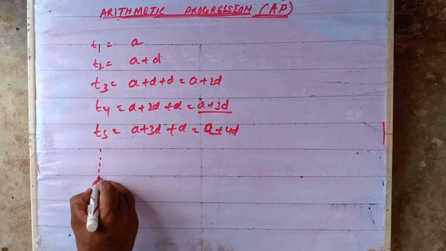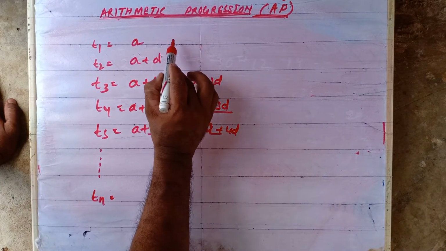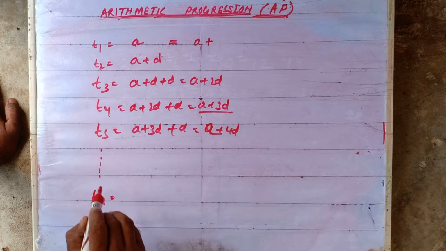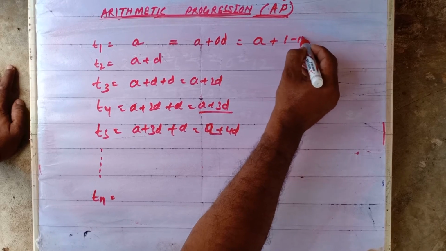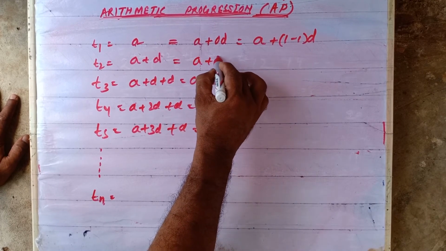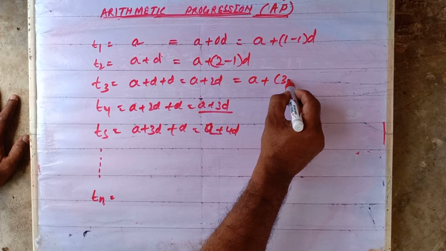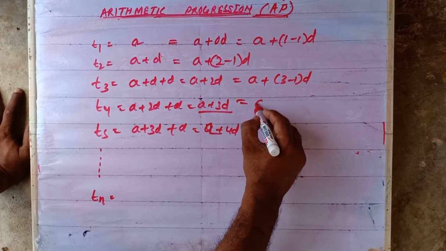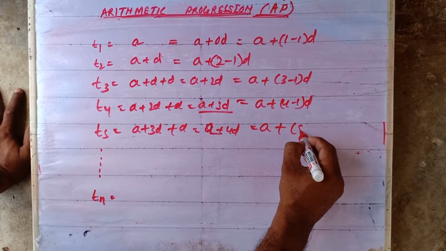This way, if you go on adding, what will be the nth term? Let us arrange the sequence a little more. a is equal to a plus 0d, which I can write as a plus 1 minus 1 into d. Similarly, a plus d I can write as a plus 2 minus 1 into d. a plus 2d is a plus 3 minus 1 into d. a plus 3d is a plus 4 minus 1 into d. a plus 4d is a plus 5 minus 1 into d.